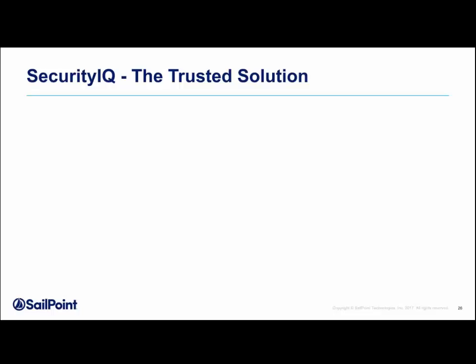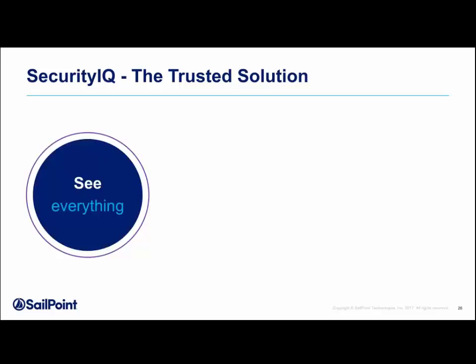And we believe there are three key requirements to securing the enterprise, and Security IQ, as well as all of our products, are fundamentally built on these three principles. The first one is see everything. We believe that the identity and data access governance solutions must be able to connect to all enterprise systems.